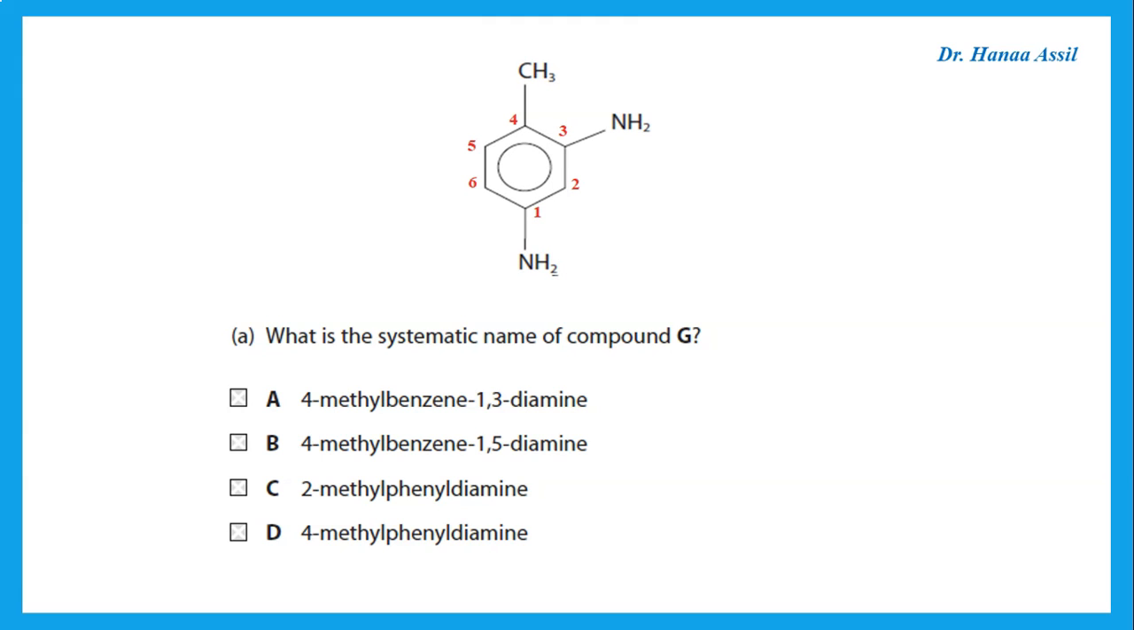Well, let's start with one of the amines, and remember that we need to go around the benzene ring so that the substituents have the lowest number. So the carbons having these substituents must have the lowest number. So if we start with the NH2 at the bottom and go around so that the other amine is on carbon number 3 and the methyl group is on carbon number 4, then the name of this is 4-methyl benzene 1,3-diamine.